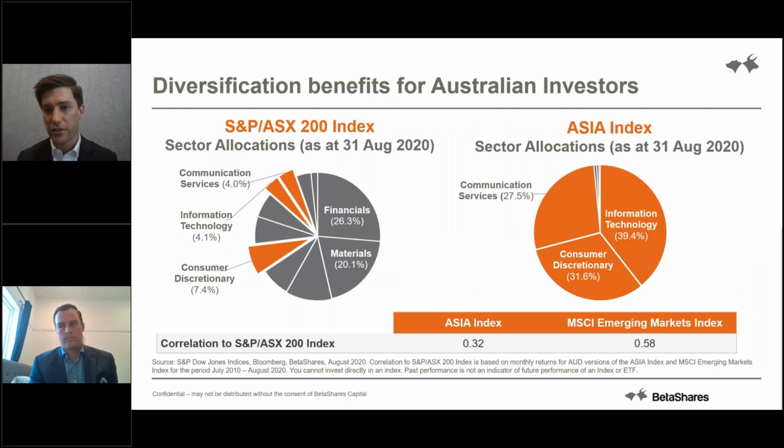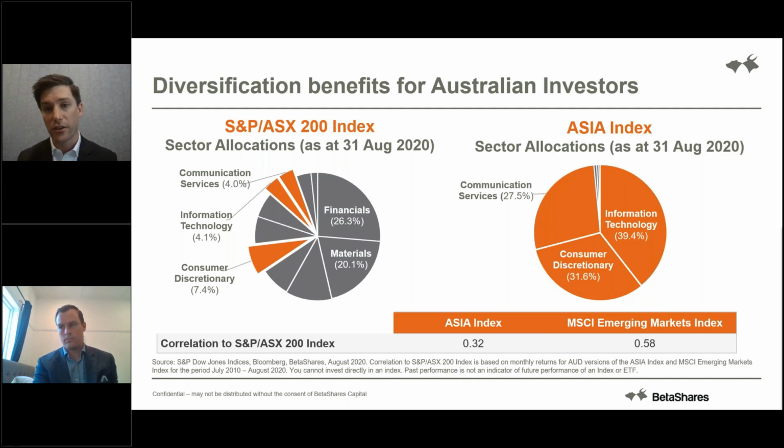From an Australian investor's perspective, we talked about this before, but adding diversification into your core is critical. That pie chart on the right shows the breakdown of the Solactive Asia ex-Japan Technology and Internet Tigers Index, and we have an ETF, ASIA, which tracks that.